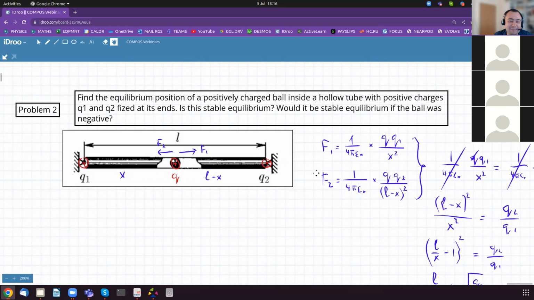What is stable equilibrium anyway? It would be SHM. Well, probably not SHM.